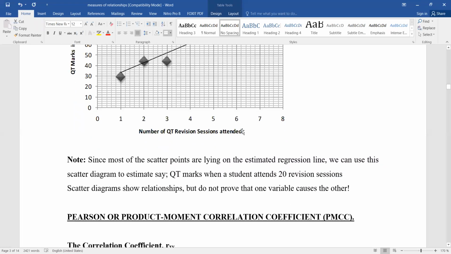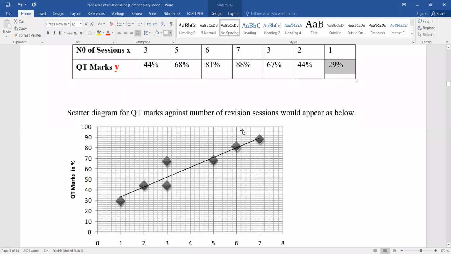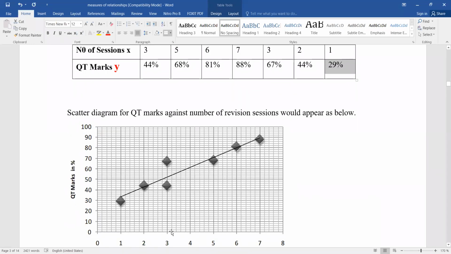That is how we present it visually. We plot that and that. So you'll have 1 and 29. Then you'll have 3 and 44, plotted there. And after that, we draw a smooth line between the observations.